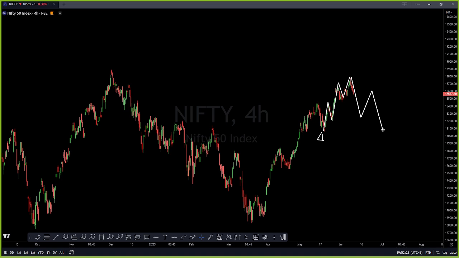Why should this give us a pullback here? Unless, of course, this is just going to be a three-wave move pullback against this swing low here, and then we see that continuation. But it looks like a three-wave move pullback.